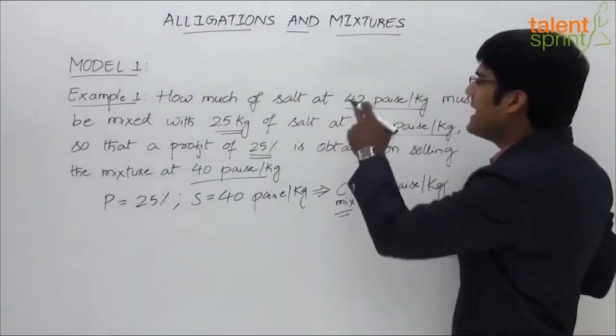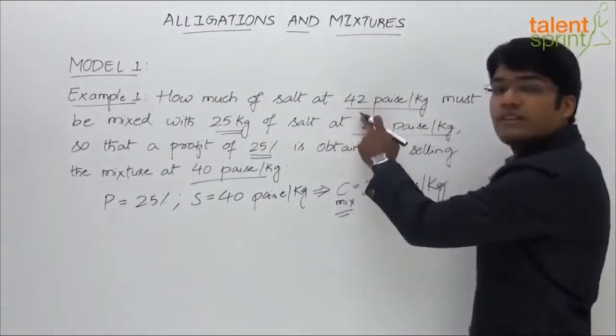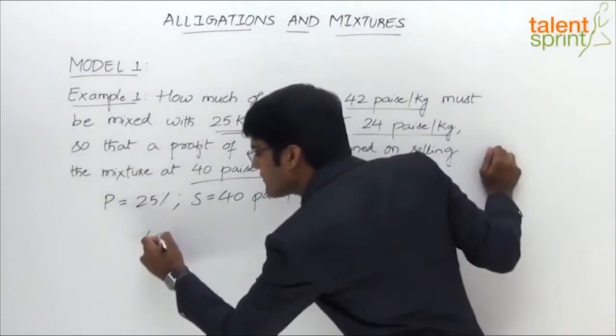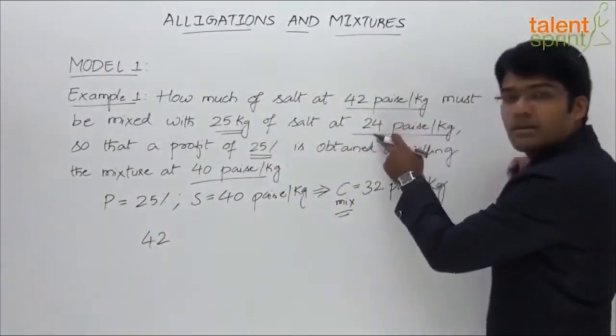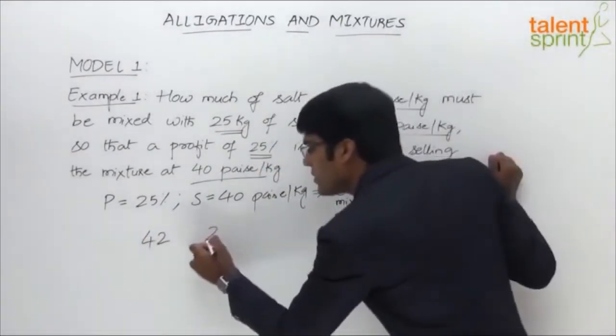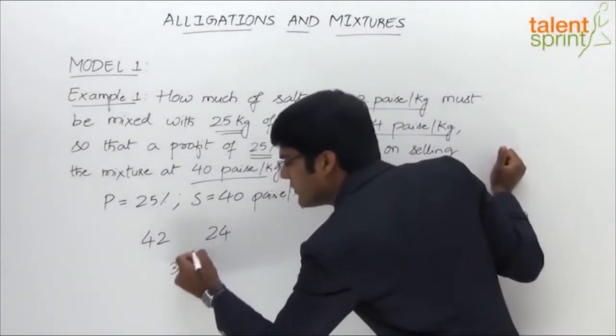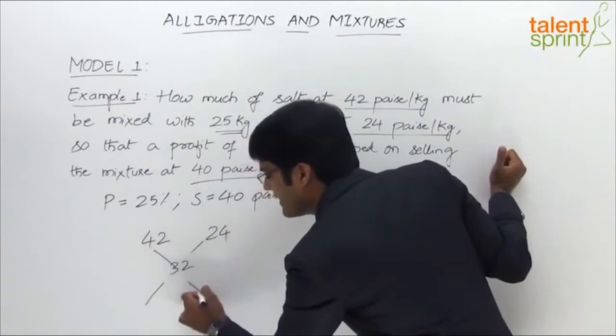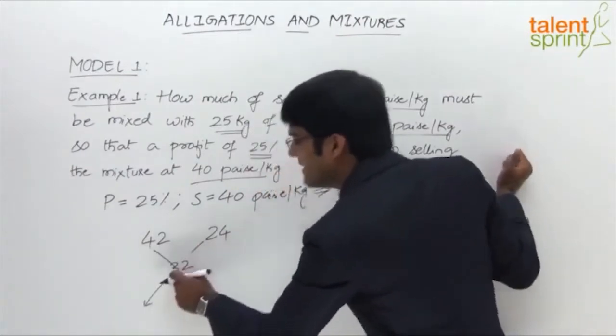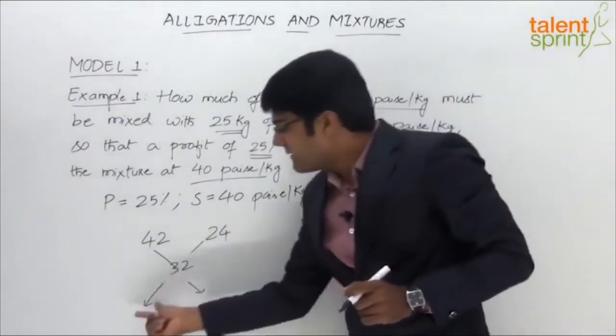So let's apply the alligation rule. The cost price of the dearer quality is 42, the cost price of the cheaper quality of salt is 24, and the cost price of the mixture is 32. Now when we take the cross differences, what do we get? 24 difference 32.